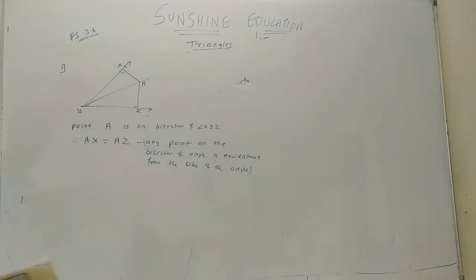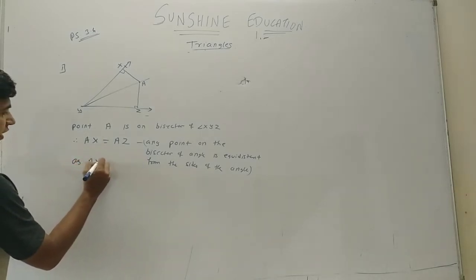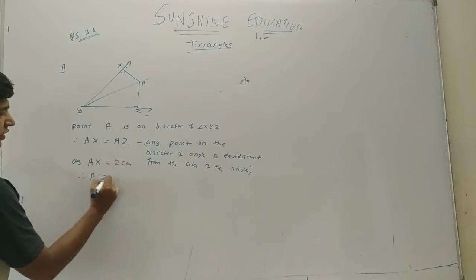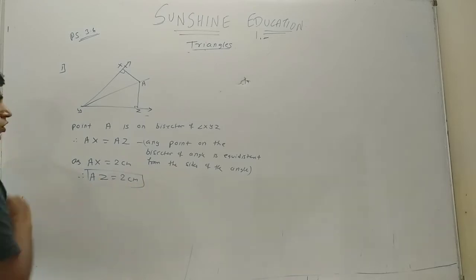Or you can write the reason which is given in the textbook: every point on the bisector of the angle is equidistant from the sides of the angle. Nothing else. So as AX is 2 cm, therefore AZ is also 2 centimeters. Got it? That's it.